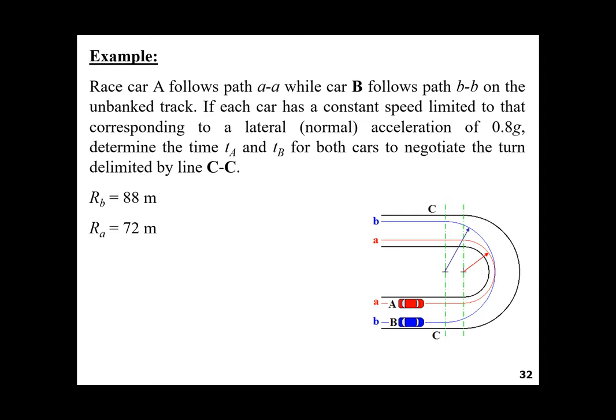You guys write the numbers and everything. And then we'll solve the problem. So the problem gives you RB and RA. RB is 88 meters, RA is 72 meters, and now it says constant velocity, so V dot will be zero, and normal acceleration is limited to 0.8 G.